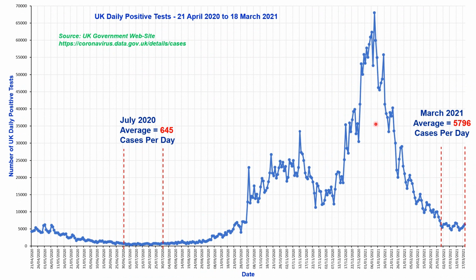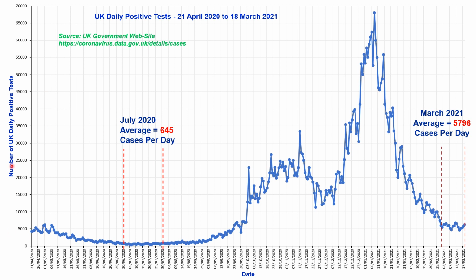And I've created various charts from this data which I will share with you now. So firstly, this is the daily positive tests. So this is the 21st of April 2020 to the 18th of March 2021. So just a few days old, but I'll always be trying to catch up with the data. I have to make a video at some point.